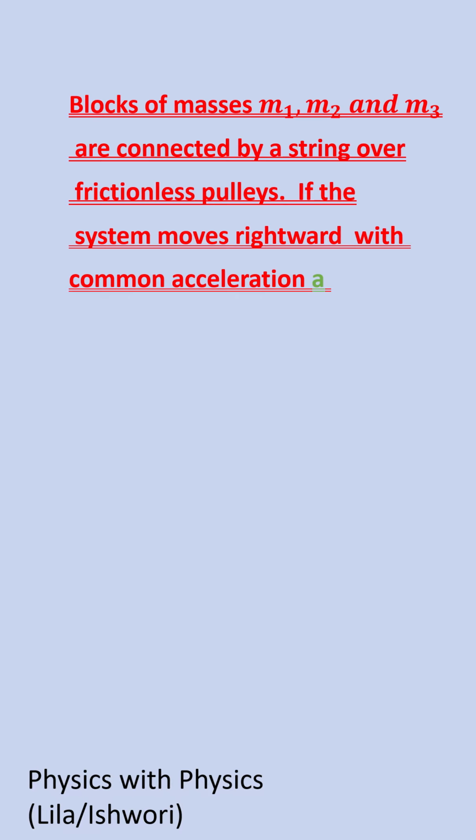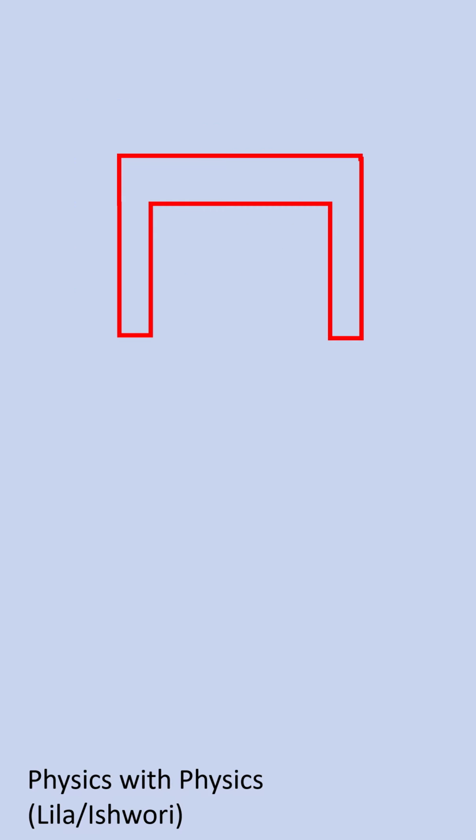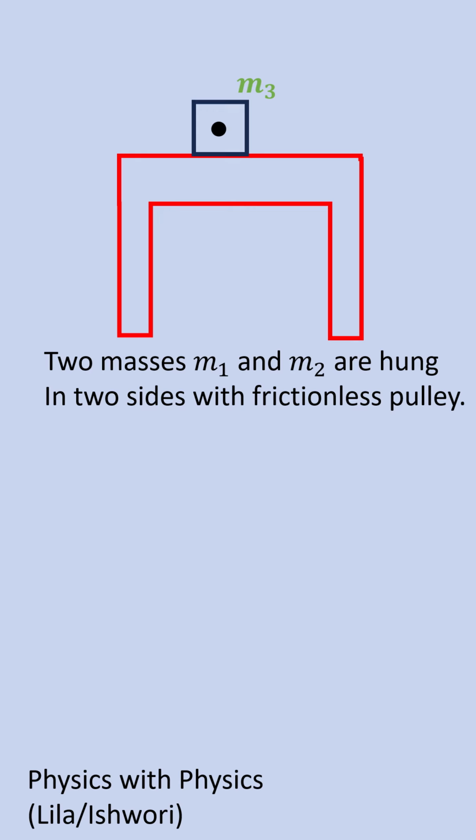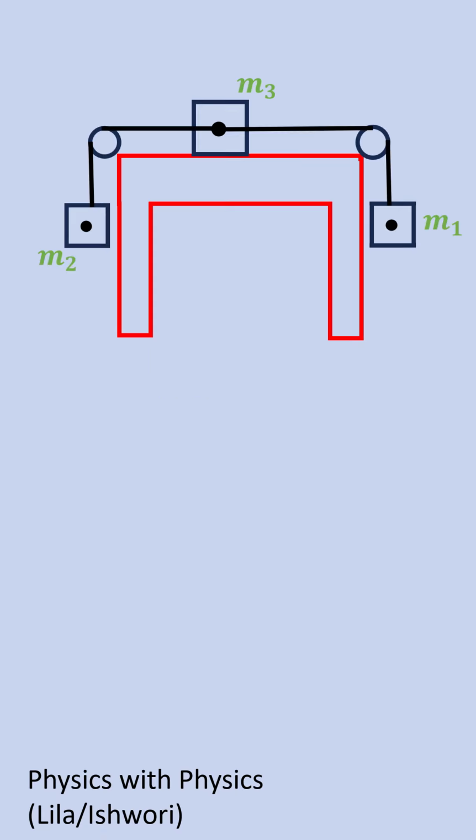Consider a mass pulley system. Here we have a smooth table. A smooth table means the frictional force will be taken as 0. A mass M3 is kept on the surface. Two masses M1 and M2 are hung on two sides with a frictionless pulley in this way. Now we are going to consider the different forces acting on the bodies.